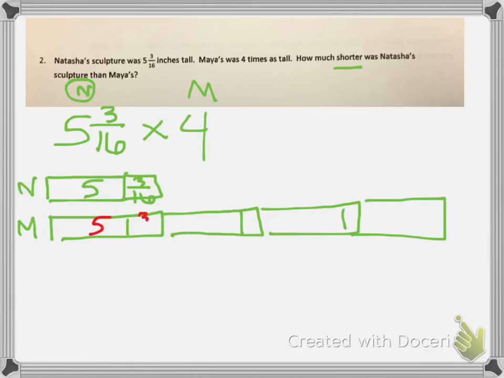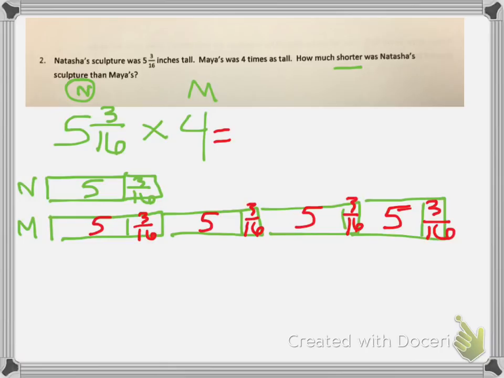5 3/16, 5 3/16, 5 3/16. And then we have 5, and then I forgot to do the line here. 5 3/16. Okay, you can see it in the tape diagram. Now let's show it in the distributive property.